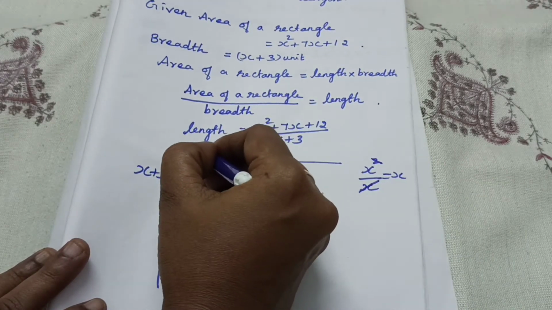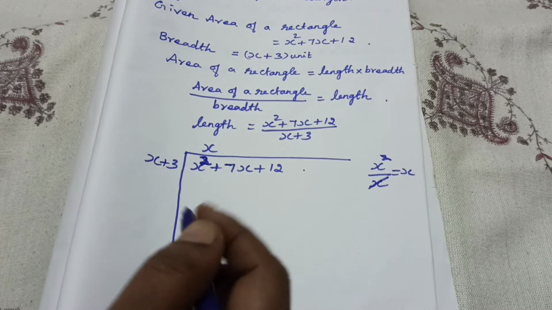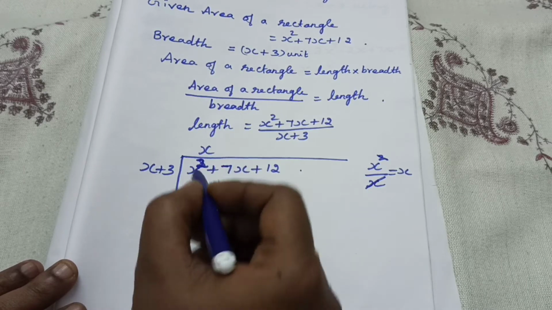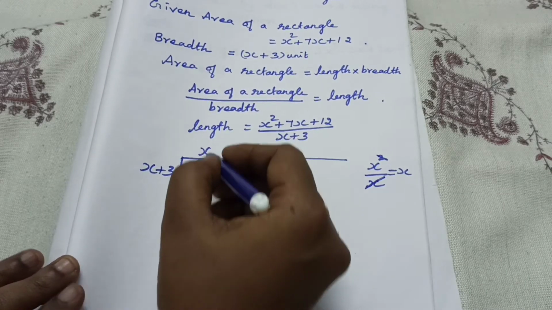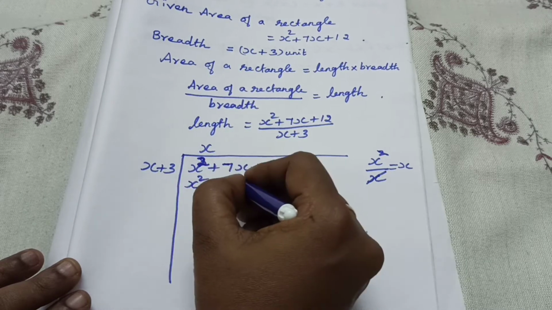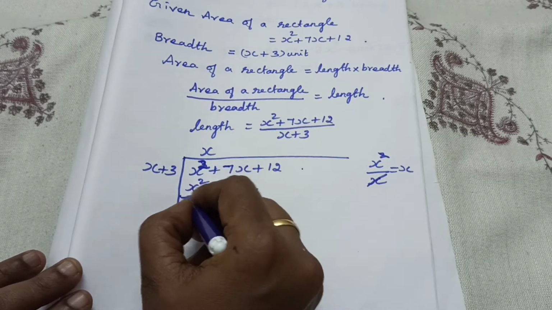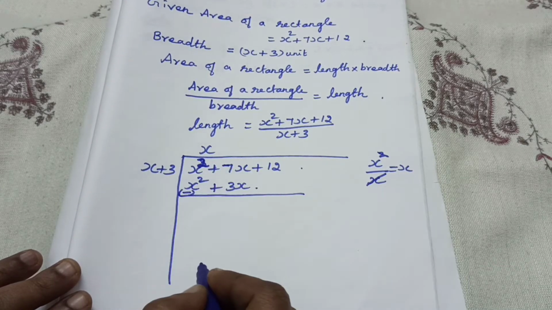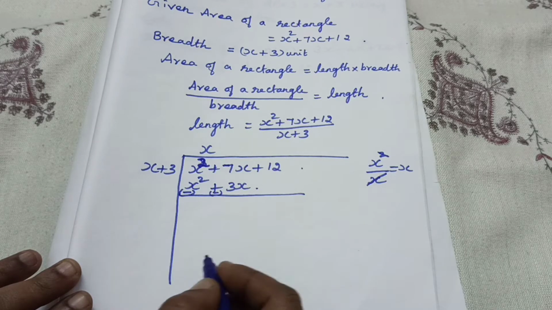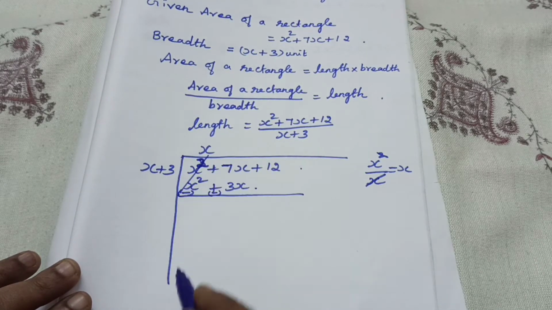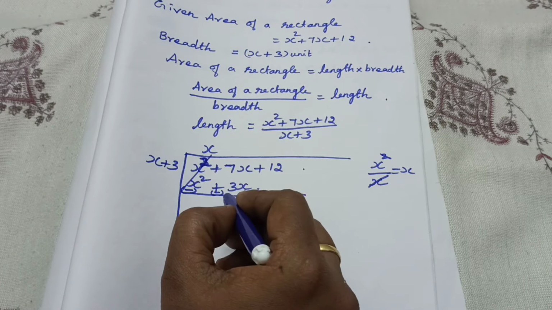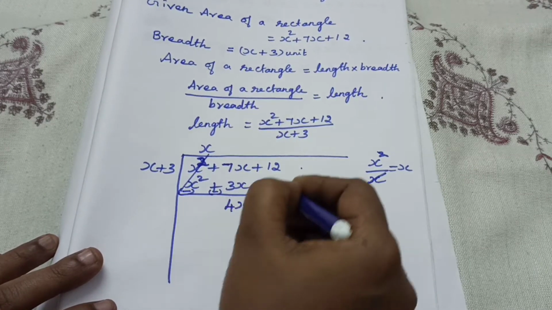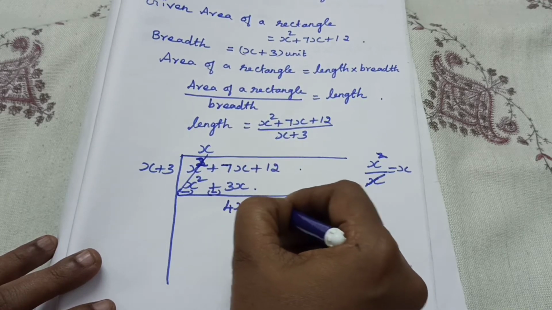This x we have to write in the quotient. Then afterwards this x you should take and multiply with this divisor. Okay, x into x is x square. Then 3 into x is 3x. Am I correct? Here shall we subtract this one? Here minus, here also becomes minus. Okay, we can cancel this one. 7x minus 3x is what? 4x, isn't it? 4x. Then this 12 we have to bring down.